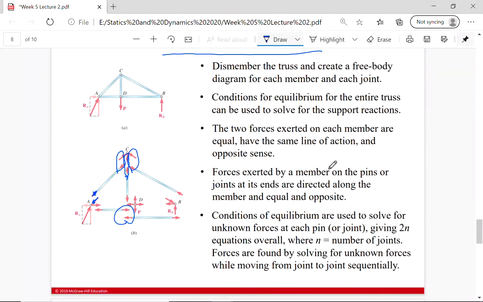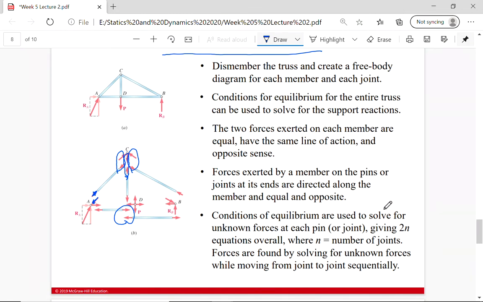Forces exerted by the member on the pins or joints at its ends are directed, again, always along the direction of the member and have to be equal and opposite to their reaction. So you get to assume whether it was pulling or pushing, but once you assume that, you have to stick with that convention.